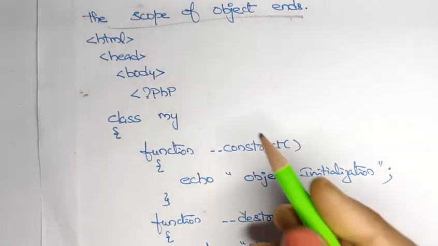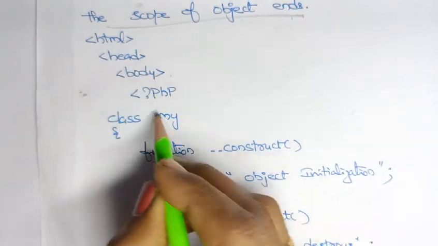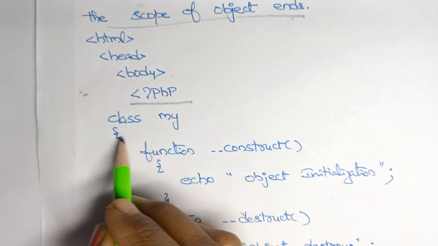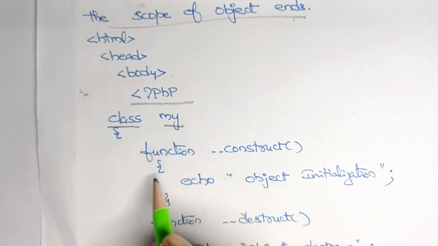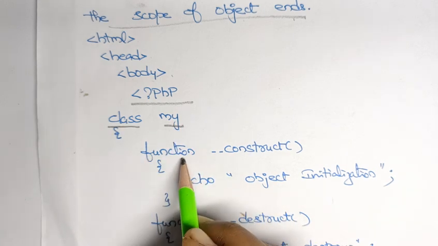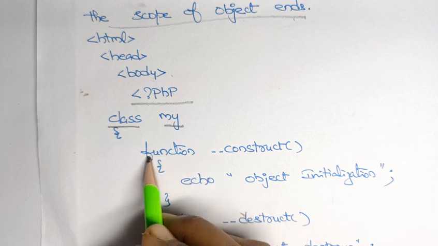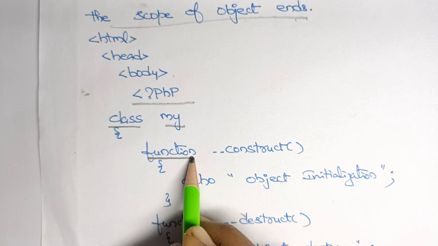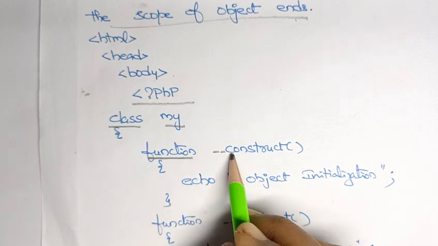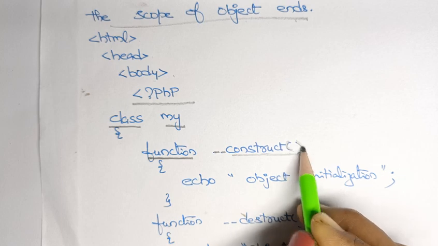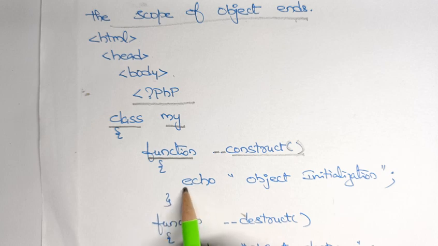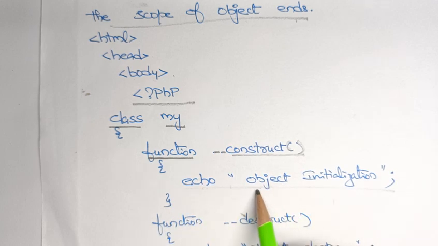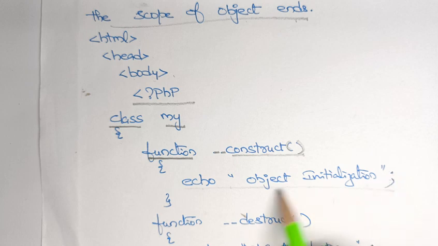Here we will see this with a program. HTML, head, body, and you need to use the less than question mark php tag. Next, the class name. Here I have taken the class name as My. Next, open the curly brace. I am using a constructor. To define a constructor, the syntax is function, two underscore symbols, construct, and parentheses. Within the constructor you can write a set of statements. Echo, I am printing the message "object initialization", and close the constructor.